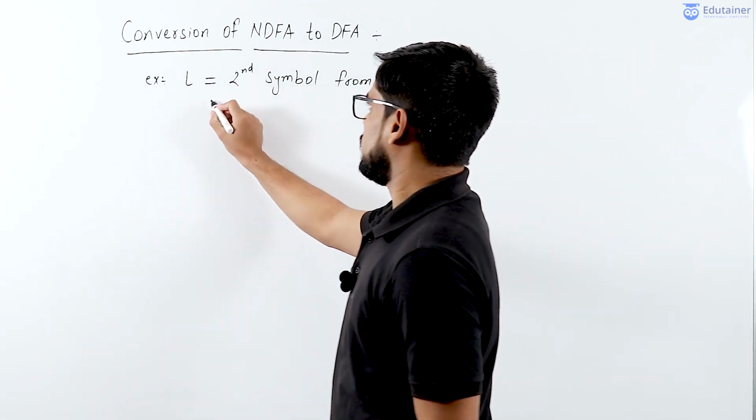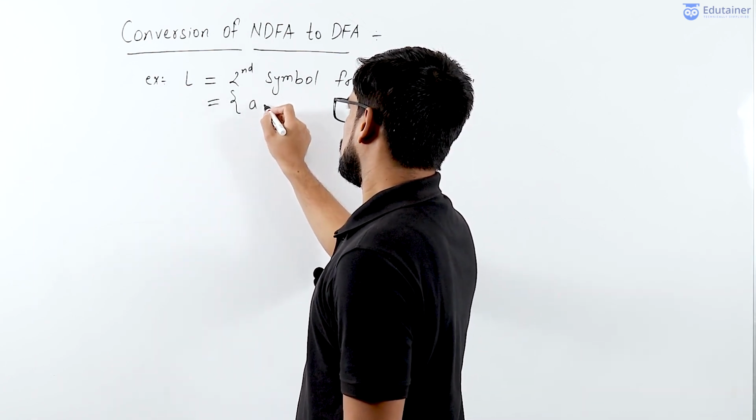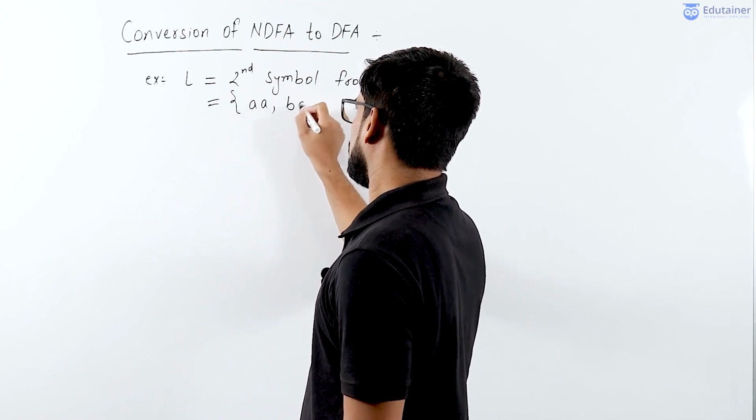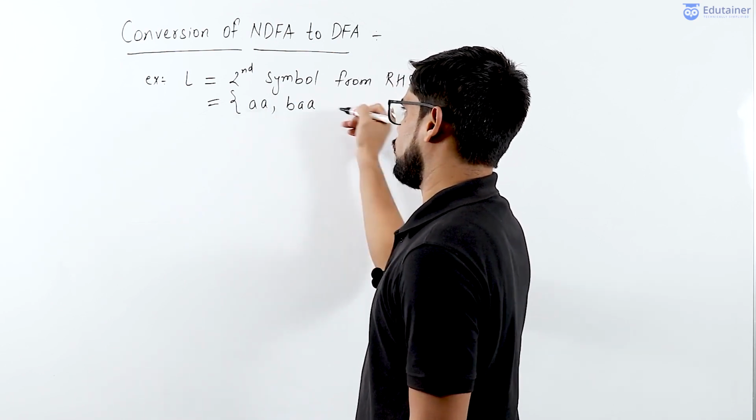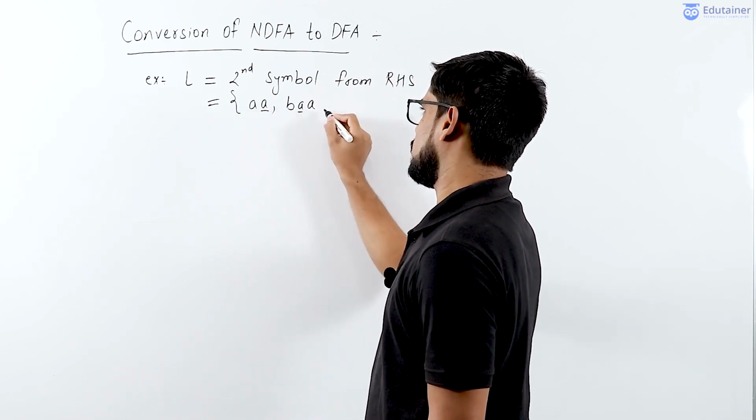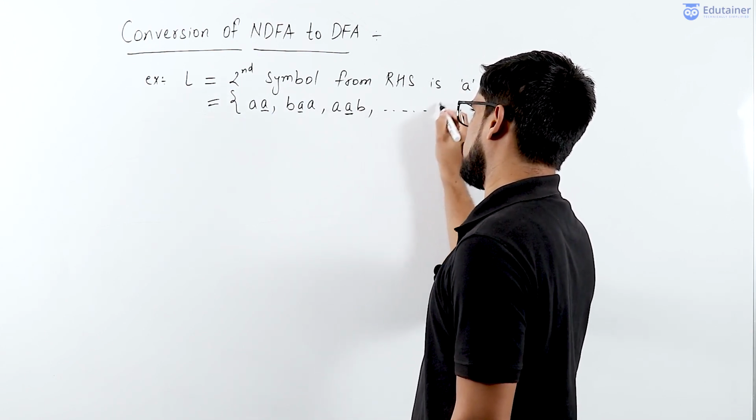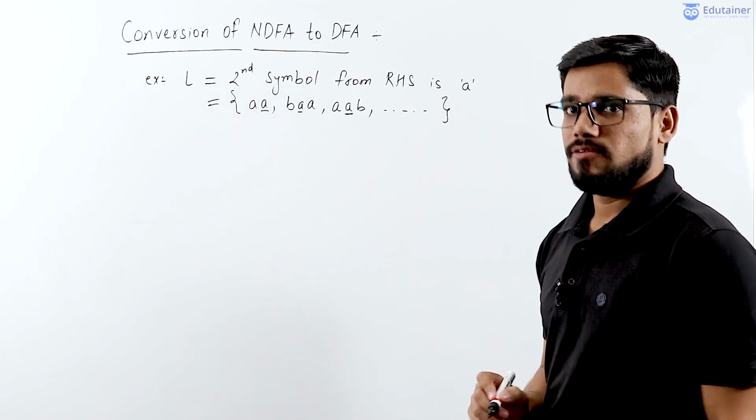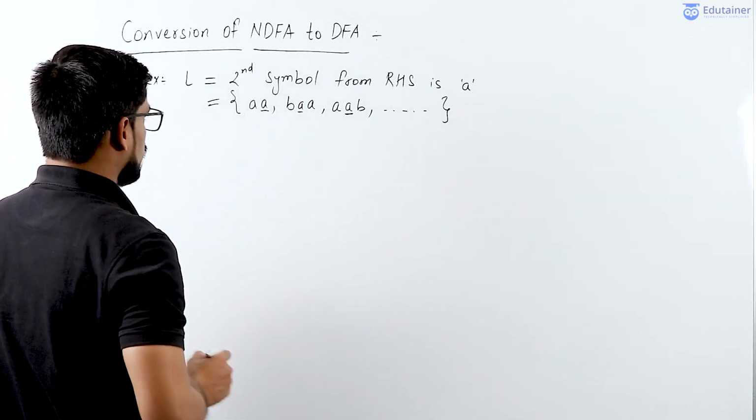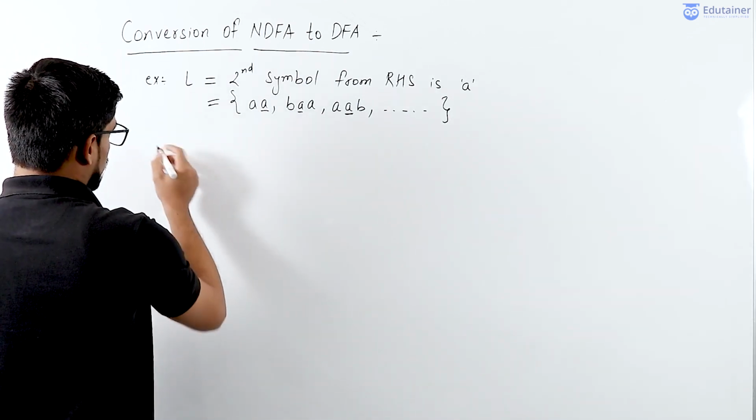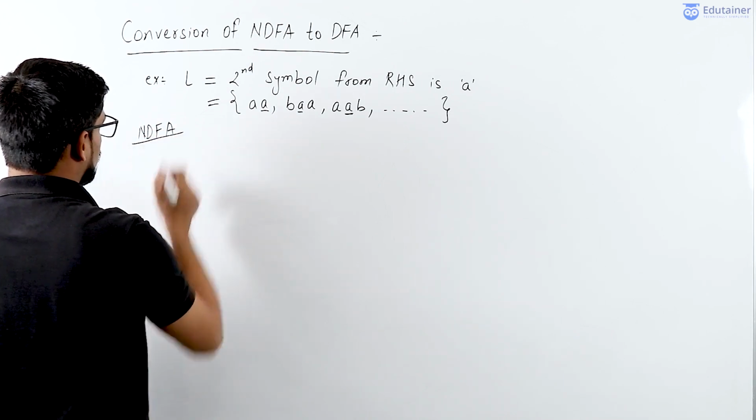So what are the possible strings available in this language? The possible strings are AA, BAA, and so on. You count the second symbol from the right-hand side: it is A, it is A, in AAB too, the second symbol, and so on. That means the language is infinite. So for this infinite language, first you have to draw the transition diagram of language L in non-deterministic finite automata.